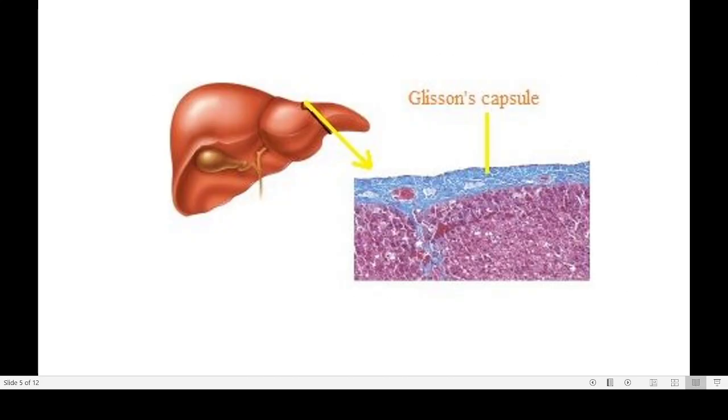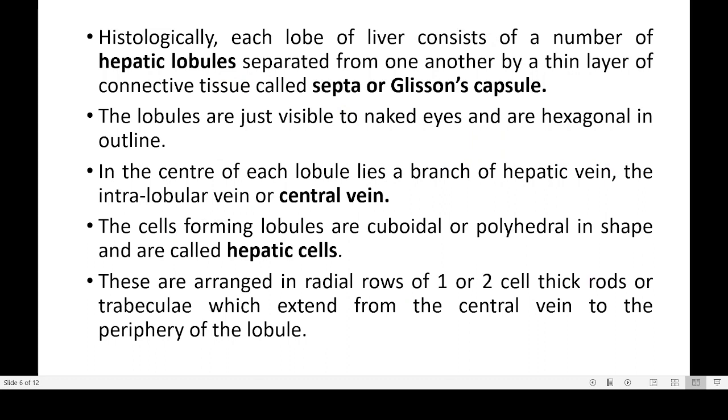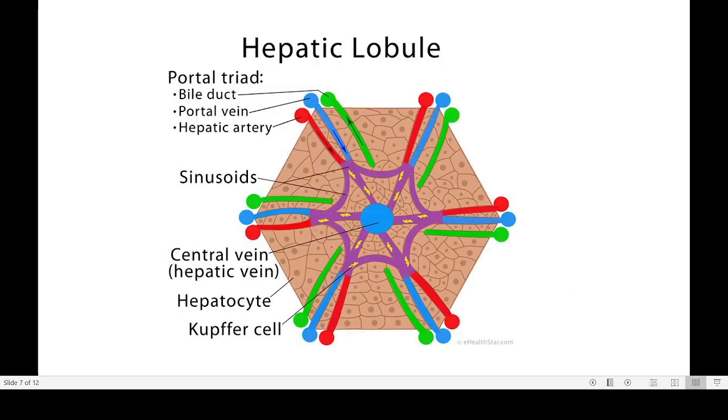The blue colored portion is a layer of connective tissue which is separating the liver into separate lobules. The lobules are visible to the naked eye and are normally hexagonal in outline. Here you can see this is one hepatic lobule. If you take the liver, it is formed of different hepatic lobules, and the structure of a lobule is usually hexagonal in shape.